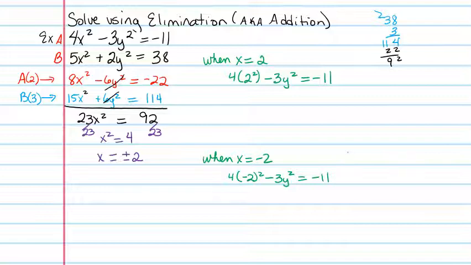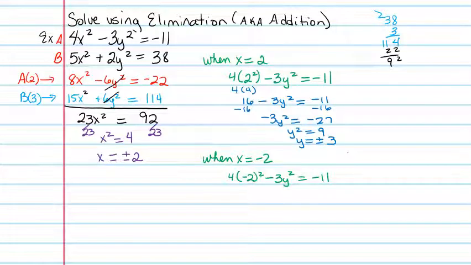So when I finish this out, I get 4 times 4, which is 16, minus 3y squared is equal to negative 11. Subtract 16 on both sides. And I get negative 3y squared is negative 27. So that's y squared equal 9. So I get y is positive and negative 3. I'm going to get the exact same thing when x is negative 2, because a negative 2 squared is still 4. So I'm still going to get 16 minus 3y squared equal negative 11. So I also get y is equal to positive and negative 3.